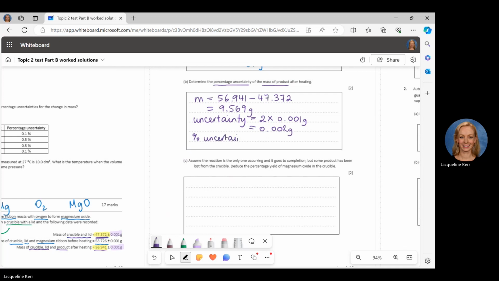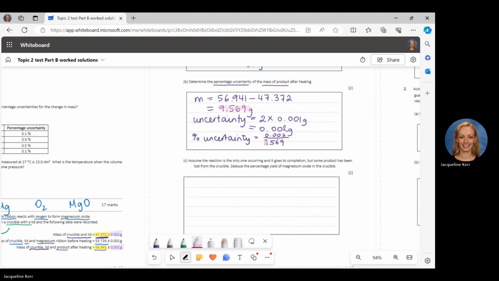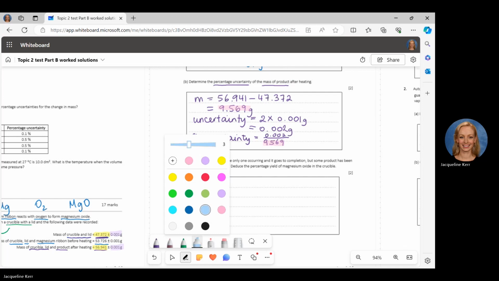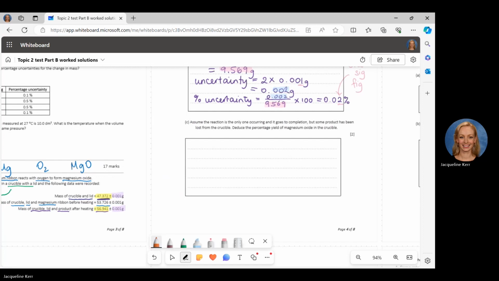If I find that as a percentage of the mass of the magnesium oxide, I need to put that 0.002 over the 9.569 grams that the magnesium oxide weighs. And then I multiply that by 100, of course, to turn it into a percentage. So I'll just color code those. I'll highlight in pink the mass of magnesium oxide, and in that sort of blue color, or lavender, the uncertainty of my equipment. So we always take our uncertainty and divide it by our measurement and multiply by 100 to give us the percent uncertainty. And that's only got one significant figure there. Most uncertainties do because they're usually a single digit plus or minus value.